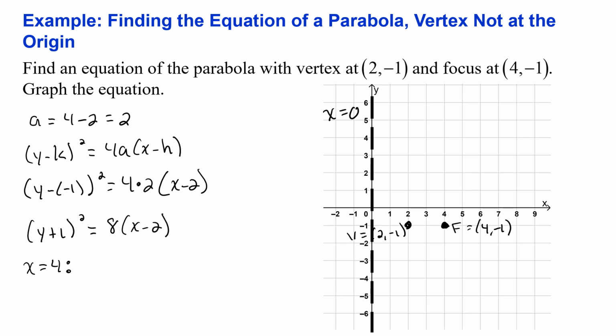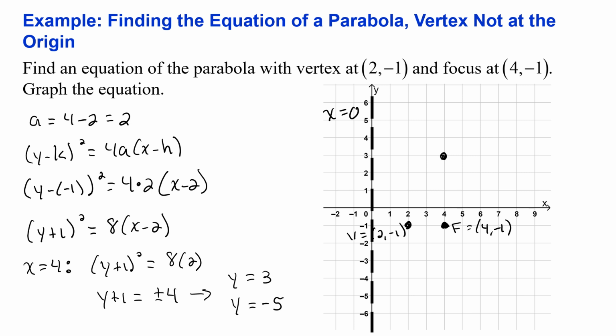Now, substituting x equals 4 into the equation, we get the quantity y plus 1 squared equals 8 times 2. Now, using the square root principle, in essence, square rooting both sides of the equation, we can solve for y and write y plus 1 equals plus or minus 4, and therefore y will equal 3 and y will equal negative 5.